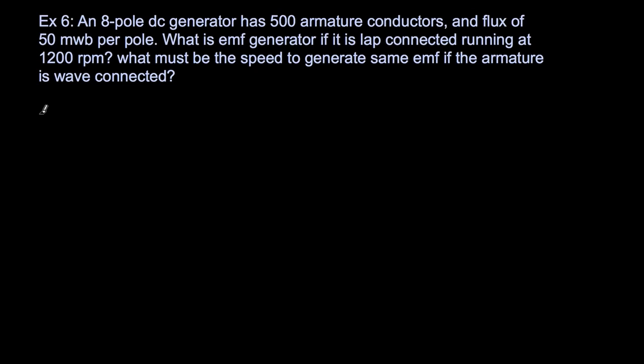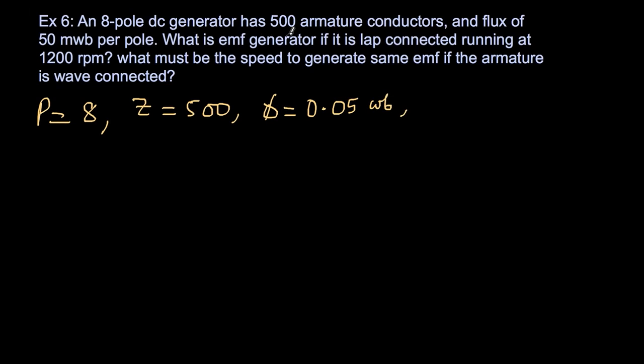So what do we have here? An 8-pole machine, so P equals 8. 500 armature conductors, so Z equals 500. Flux of 50 milliwebers per pole, that is 0.05 webers per pole. The EMF generated is for a lap connected armature running at 1200 RPM. So the number of parallel paths equals the number of poles, and N equals 1200 RPM. Because this is lap winding, I'm getting this relation, so A is 8.